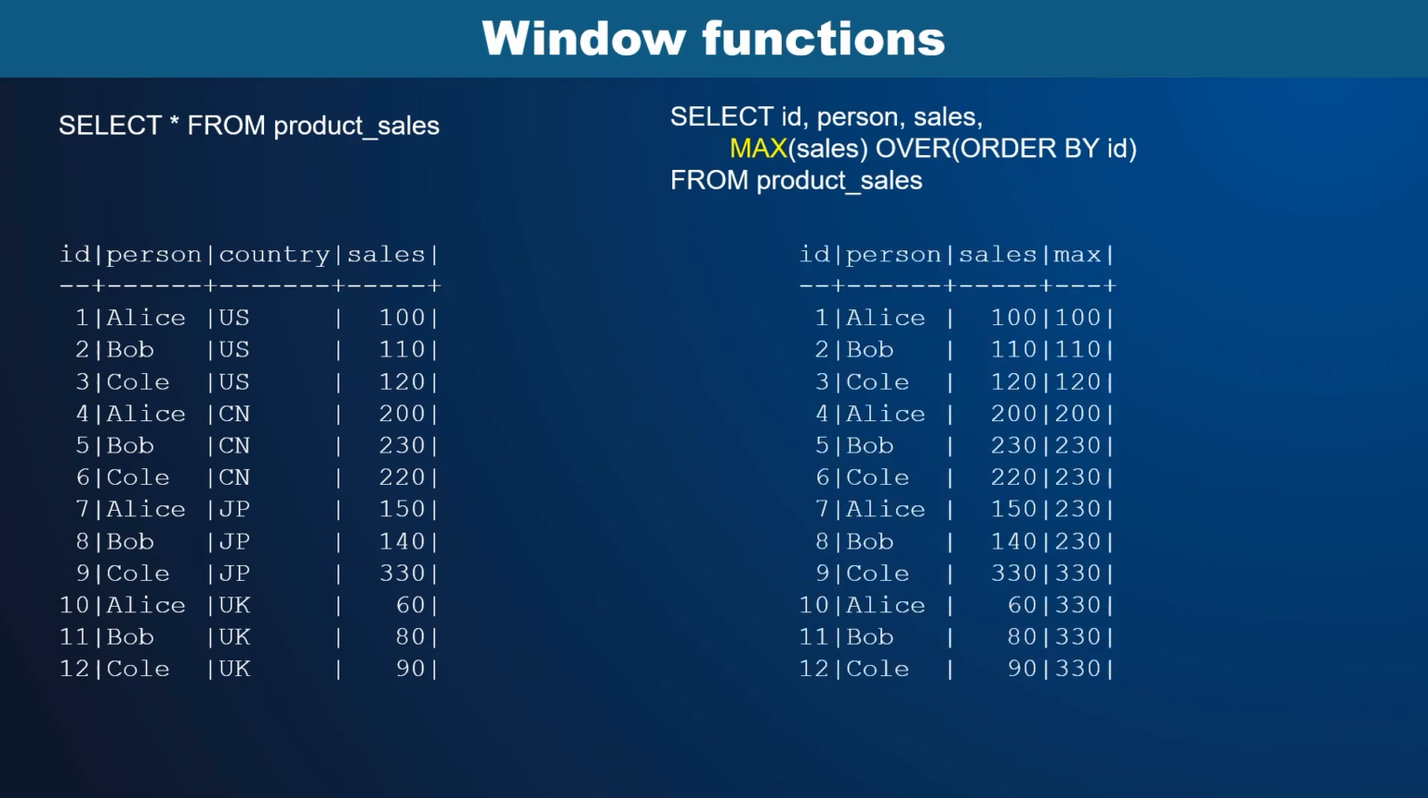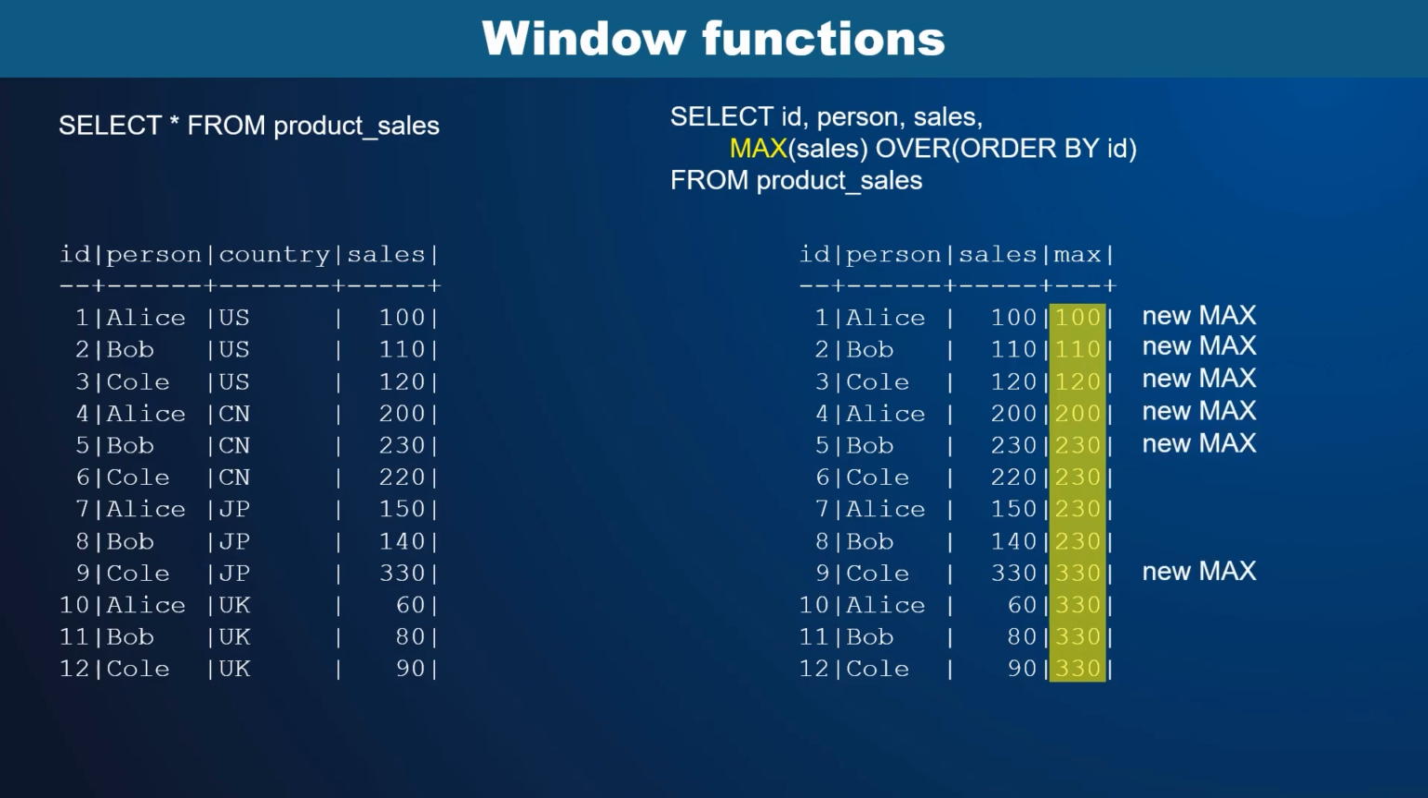We're still making a sliding window one by one, ordered by ID. At each step, we determine the maximum value from the start of the window to the current row. Okay, well done. We learned some basics about the window function. Now remember, I mentioned the styles of window.